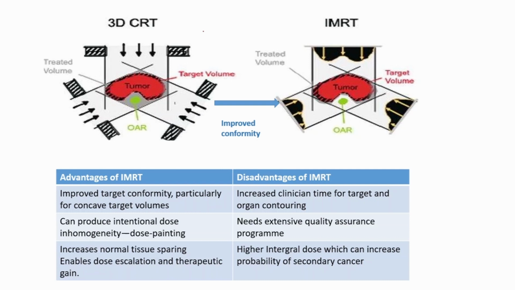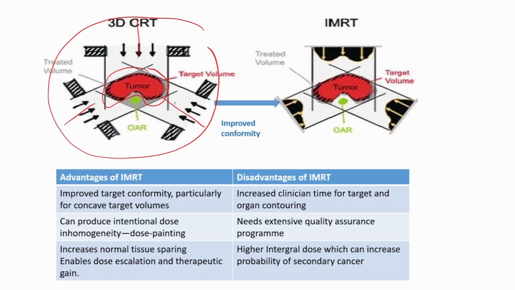What we have seen is that when a 3D CRT technique is planned with 3 fields, you were able to conform to the target and spare the normal tissues, but it was difficult to spare the organ at risk. When you switch to the intensity modulated technique, your conformity is highly improved and your OAR sparing is well achieved. If this is a spinal cord, you can see that it is well saved by the intensity modulated technique.